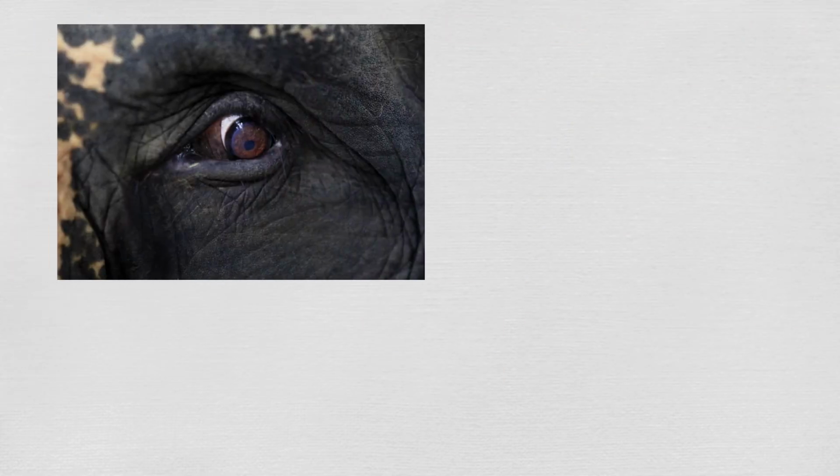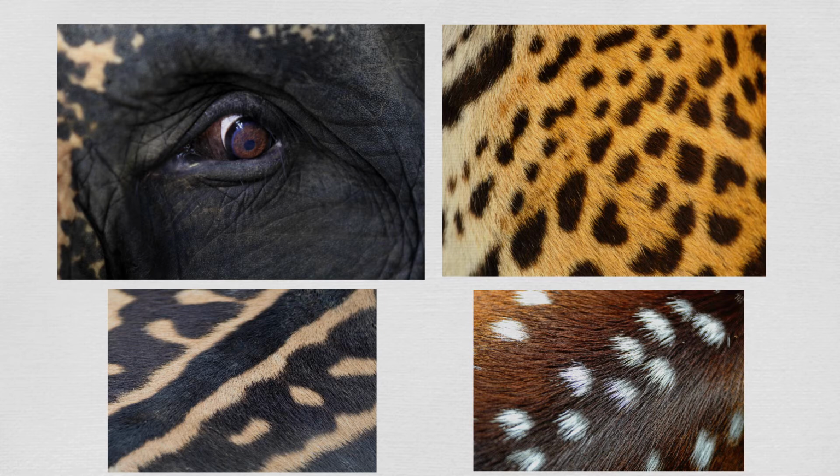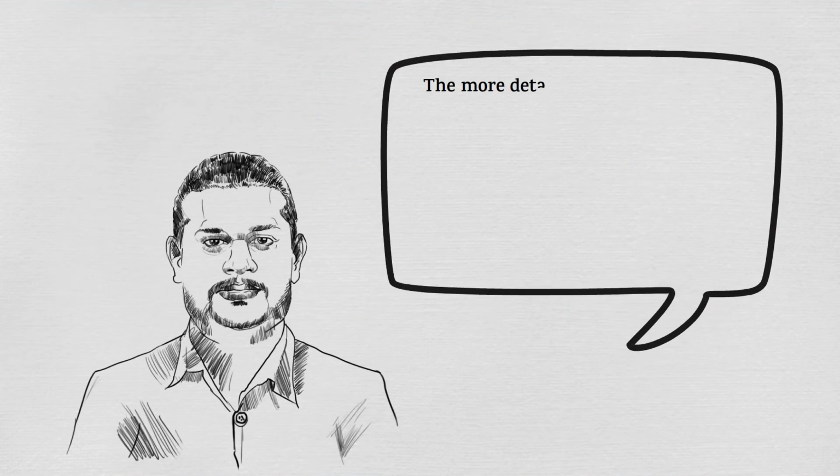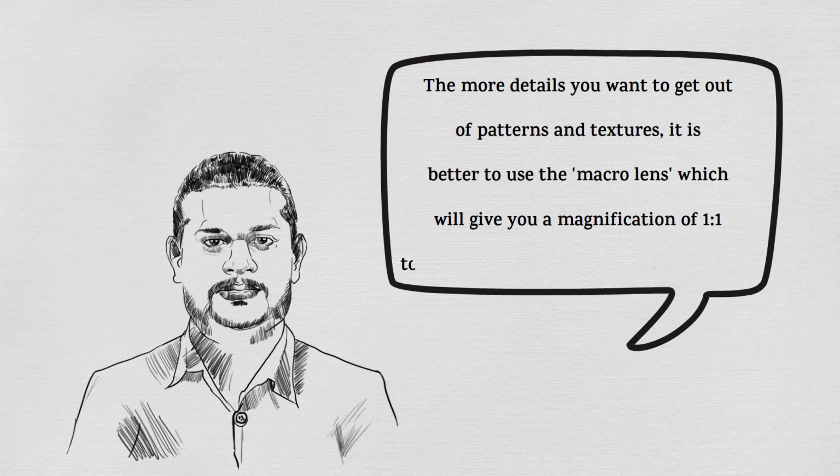The closer you go, the more dramatic the composition looks, and if you want to get more detail out of the patterns and textures, it is better to use something called a macro lens, which will give you a magnification of 1:1 to get the details of patterns and textures.